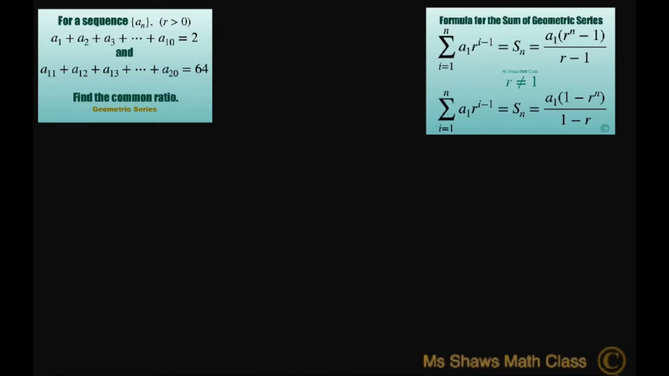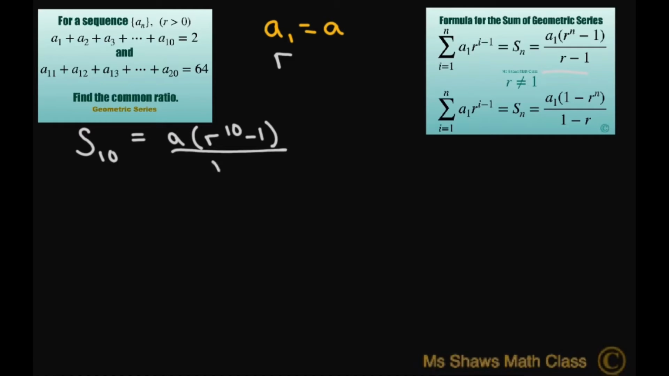We're going to let a be the first term, so a sub 1 equals a, and we'll let r be the common ratio. So if you look at the sum of the first 10 terms, using this formula, that would be your first term times r to the power of 10 minus 1, divided by r minus 1, and that equals 2. So that's given for us.